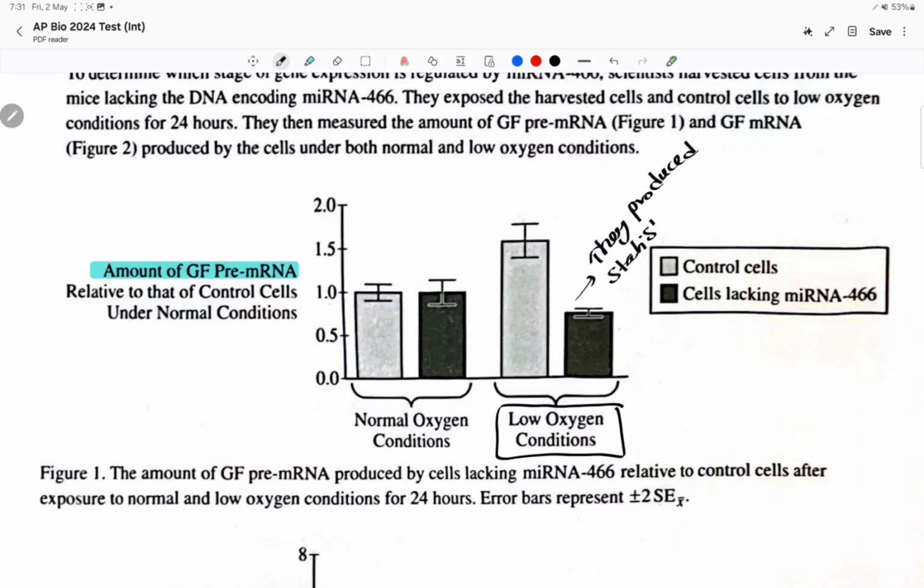So they produced statistically less amount of GF pre-mRNA compared to the control. Okay.